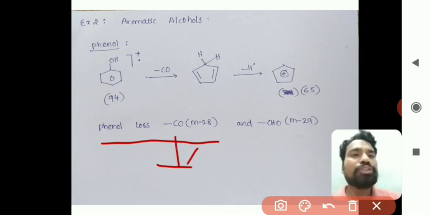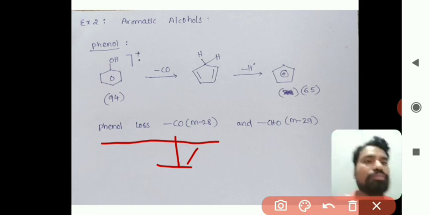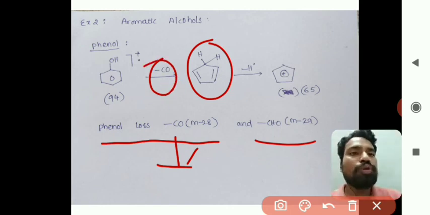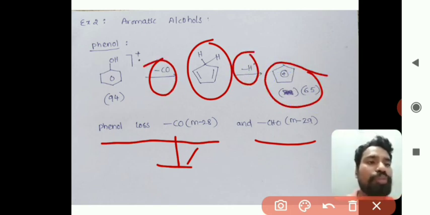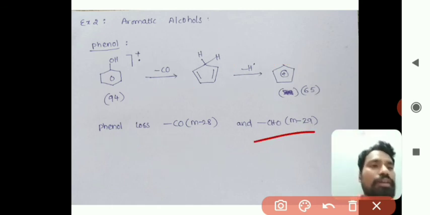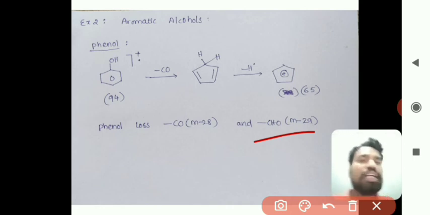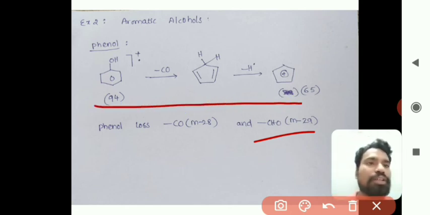So M minus 28 corresponds to this molecule, and CHO. Here CO and here H. By losing CHO, it forms C5H5+, okay. That CHO will have an m/z value of 29. So this is the fragmentation of an aromatic alcohol, that is phenol, right. So it forms C5H5+.